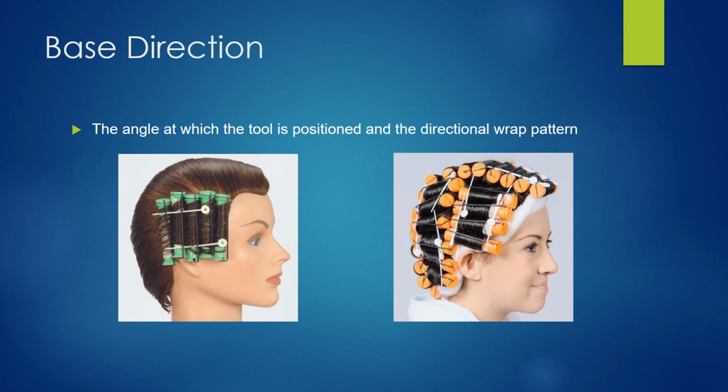Base direction refers to the angle at which the tool is positioned on the head, horizontally, vertically, or diagonally. It also refers to the directional pattern in which the hair is wrapped, backward, forward, to one side, and so on. Wrapping against the natural growth pattern causes excess stress that may damage or break hair.